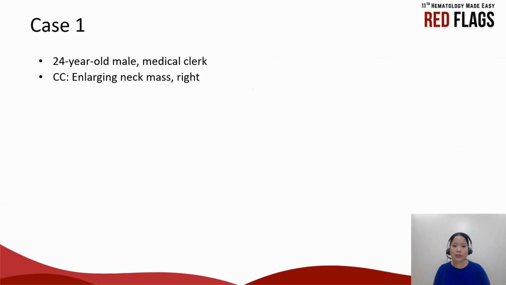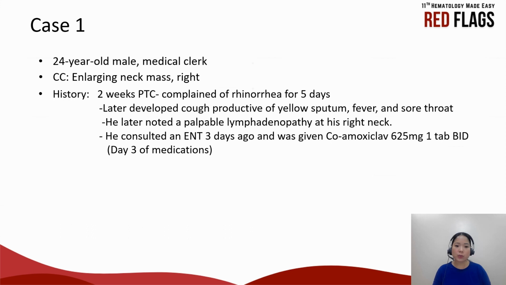So let's now go to our first case. We have a 24-year-old male, a medical clerk, who came due to an enlarging neck mass at the right. So the history started 2 weeks prior to consult when the patient initially complained of rhinorrhea for 5 days and later on developed cough productive of yellowish sputum, fever, and sore throat. He later noted a palpable lymphadenopathy at his right neck. He consulted an ENT specialist 3 days ago and was given co-amoxiclav 625 milligrams twice a day. He is currently on day 3 of his medications and sought a second opinion in your clinic.